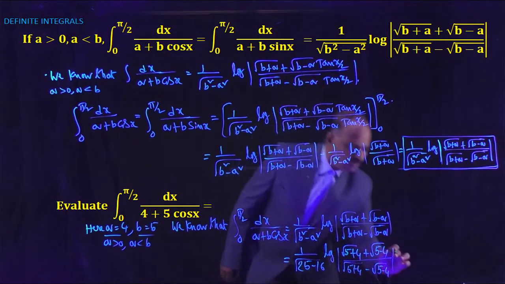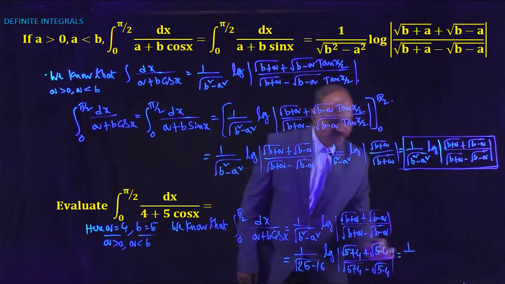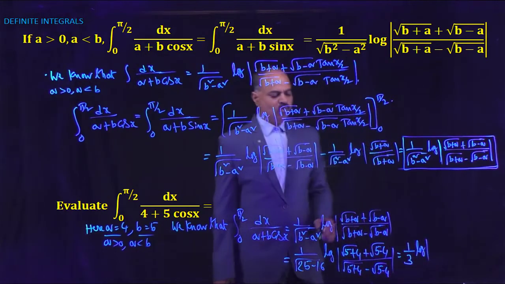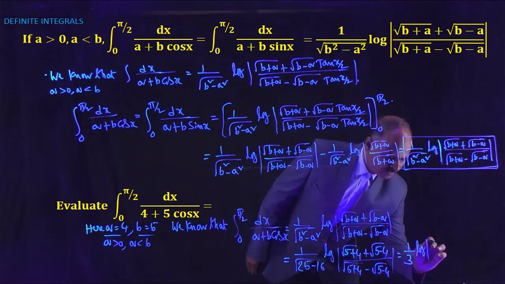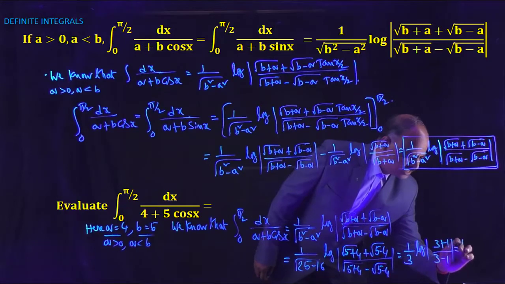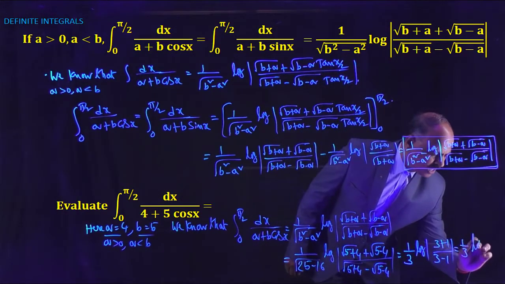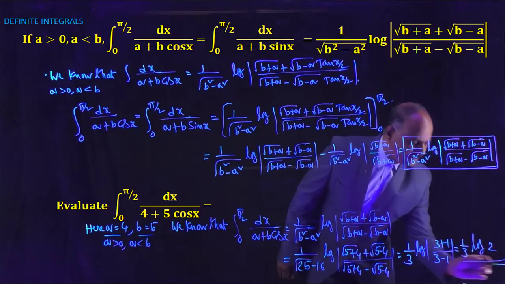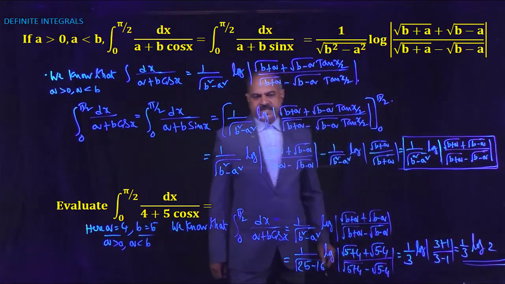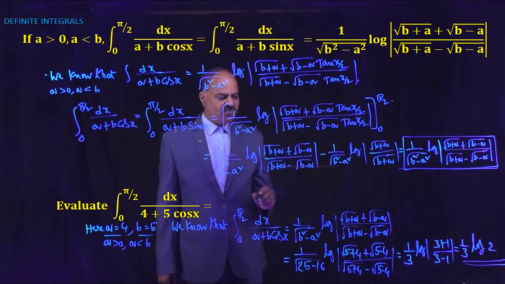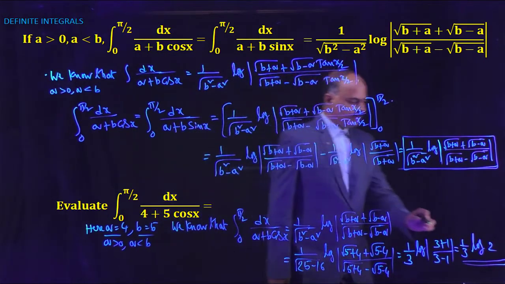Now that is equal to 1 by square root of 9, that is 1 by 3, into log modulus of (root 9, which is 3, plus 1) by (3 minus 1). So that is equal to 1 by 3 into log 4 by 2, that is log 2. So that is 1 by 3 log 2. Therefore, integral 0 to pi by 2 dx by 4 plus 5 cos x is equal to 1 by 3 log 2.